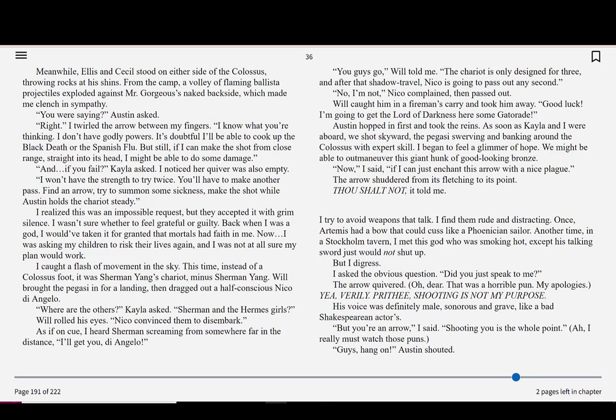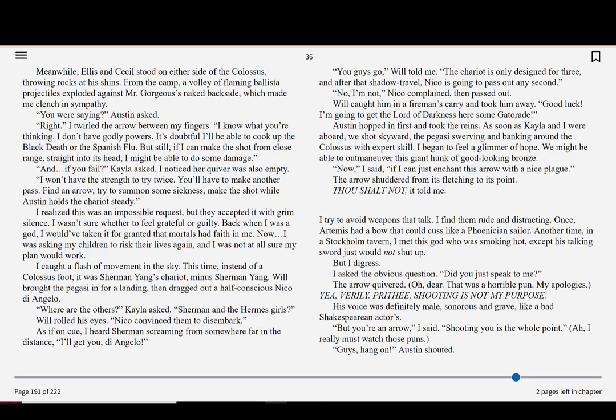Kayla asked. I noticed her quiver was also empty. I won't have the strength to try twice. You'll have to make another pass. Find an arrow, try to summon some sickness, make the shot while Austin holds the chariot steady. I realized this was an impossible request, but they accepted it with grim silence. I wasn't sure whether to feel grateful or guilty.